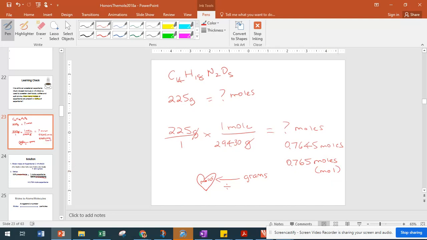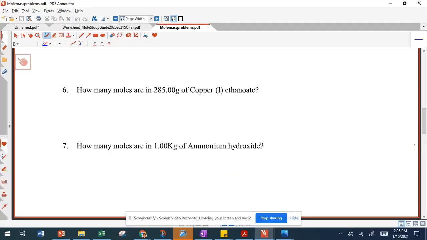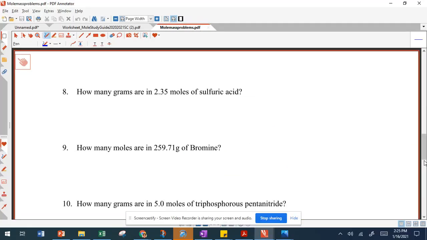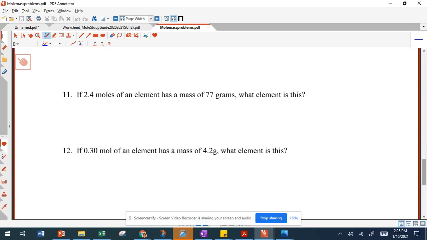So now what I want you to do is try one of the problems on your homework, going from either moles to grams or grams to moles. In fact, you should try one of each. Okay, so one other thing I want to go over before the end of class is on your homework with the moles mass problems.